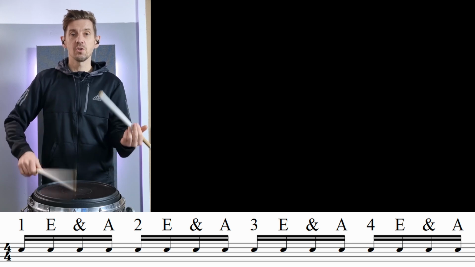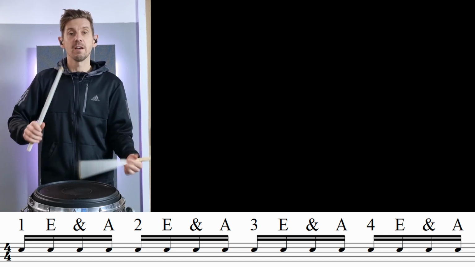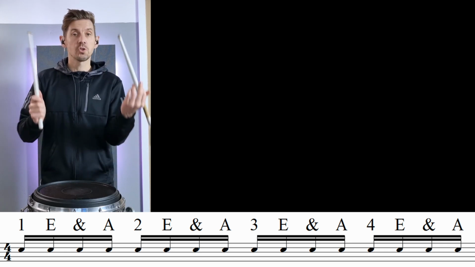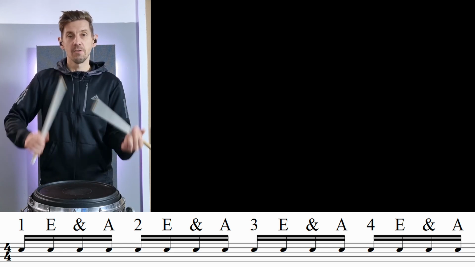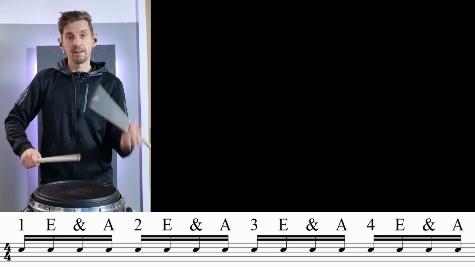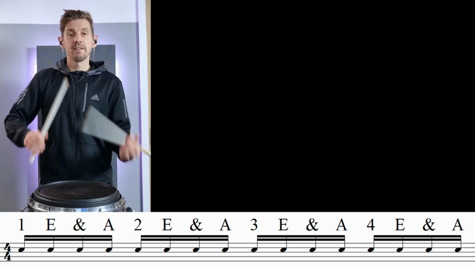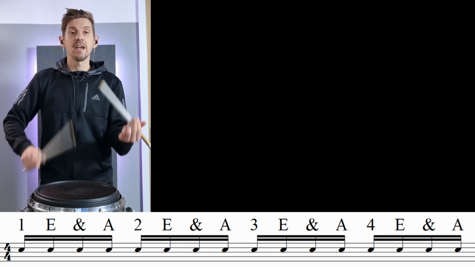So the correct way to count is going to be referencing the 1, 2, 3, and the 4, and all those 'and' notes. So we're actually going to say this little sentence here to start off by just copying me and trying to get used to these words here. 1 e and a, 2 e and a, 3 e and a, 4 e and a, and I'm just going right, left, all the way through.